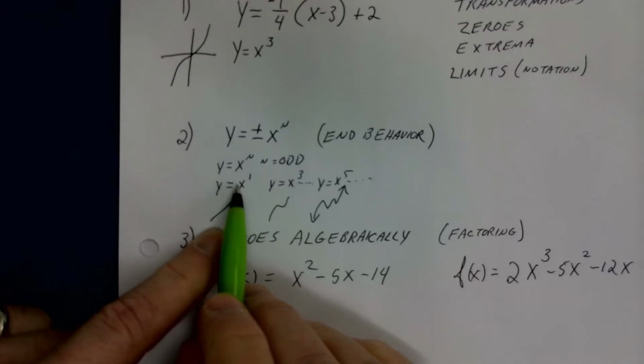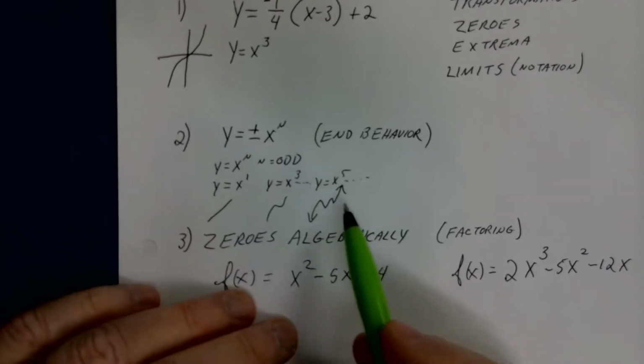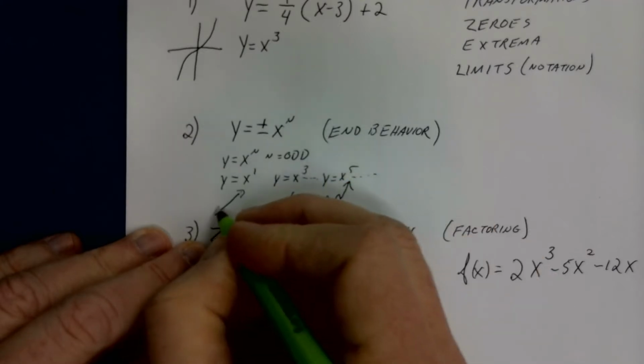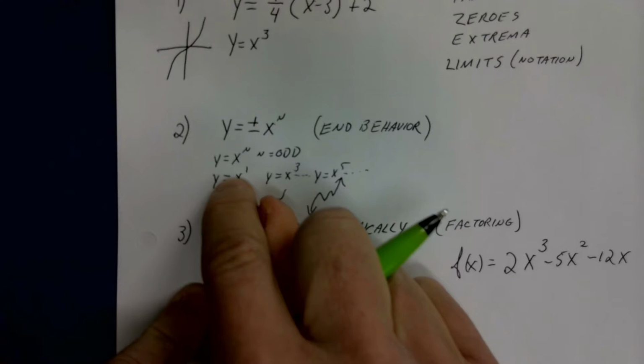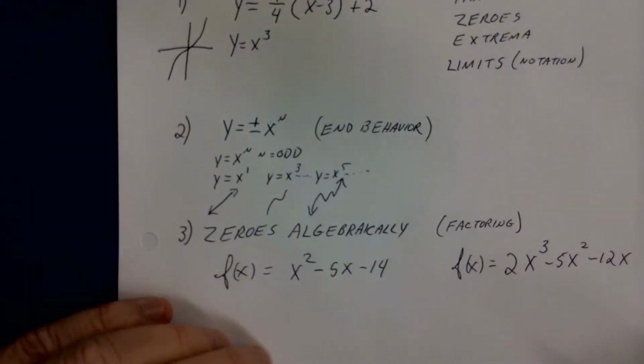Now, if the leading coefficient, the number in front of the x's, is positive, this is what will happen. And what that means is the right-hand part of the graph will head towards positive infinity, and the left-hand part of the graph will head towards negative infinity. Now, of course, if there's a negative in front of any of these x's, that would flip it, and it would change the end behavior.